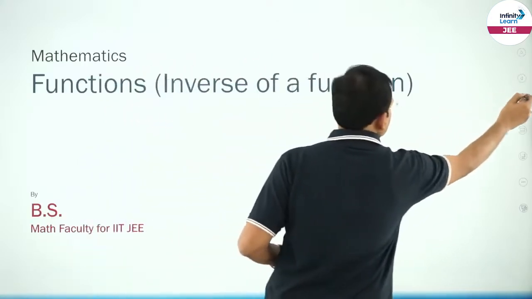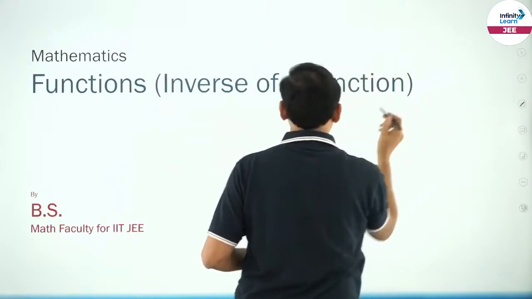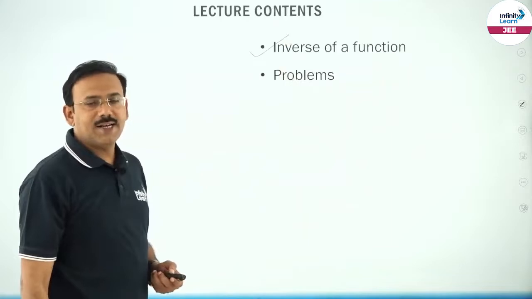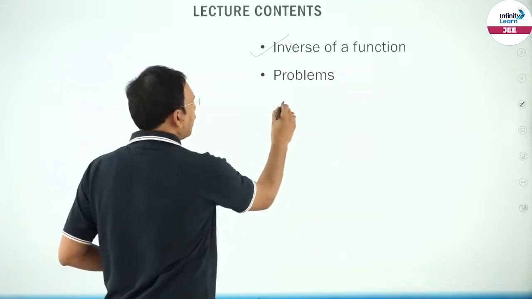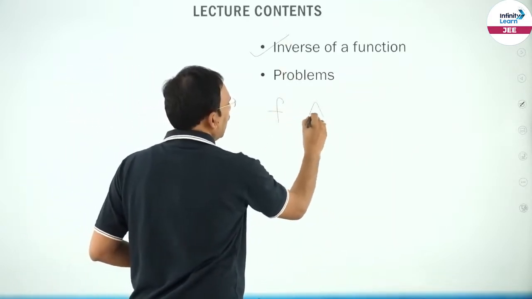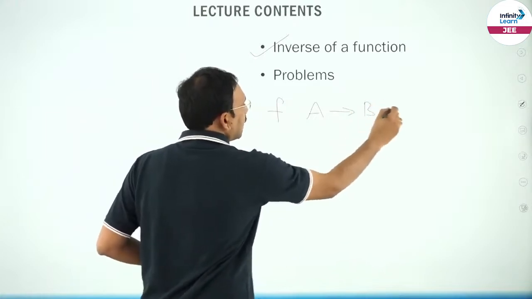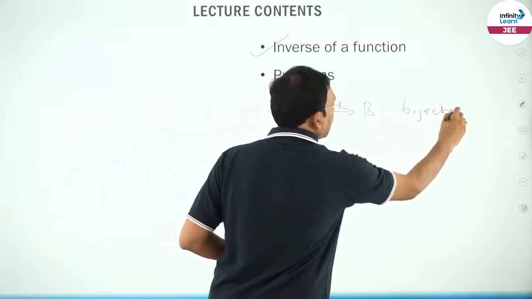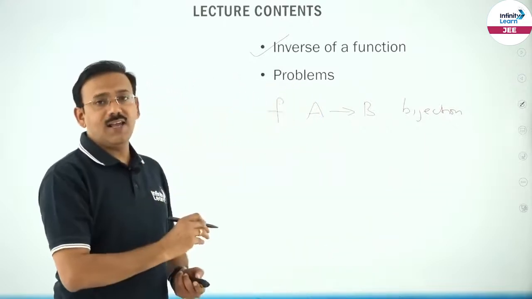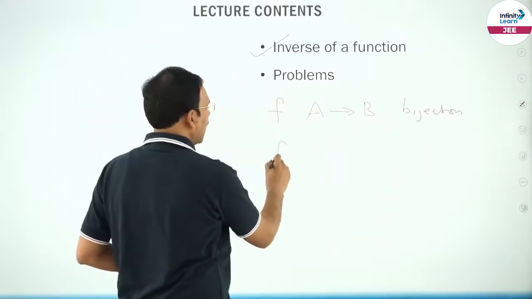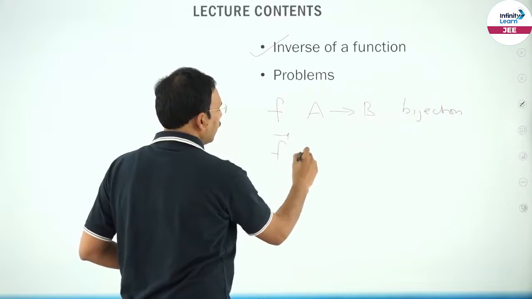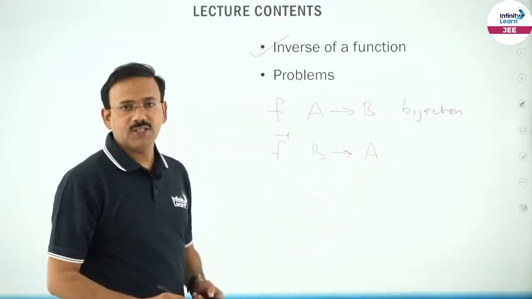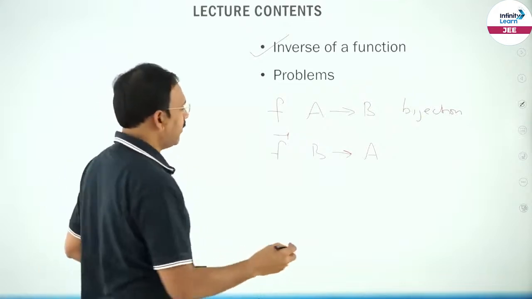So, dear students, inverse of a function. Before that, let me say, suppose f is a function from A to B which is a bijection, then its inverse relation is also a function. We write it f inverse from B to A. This will also be a function, moreover it will also be a bijection.